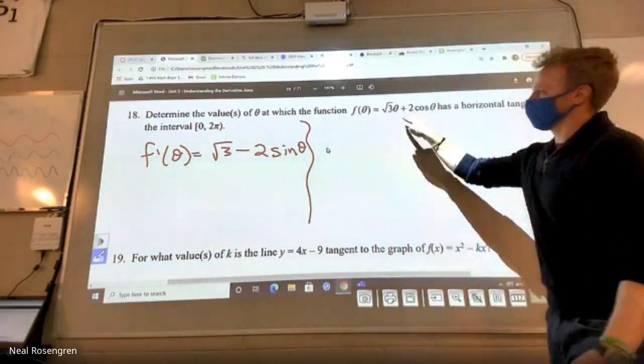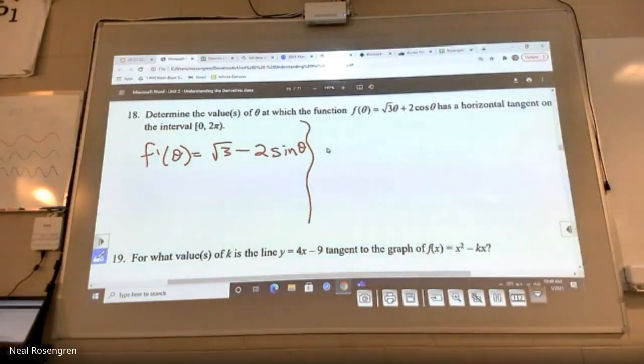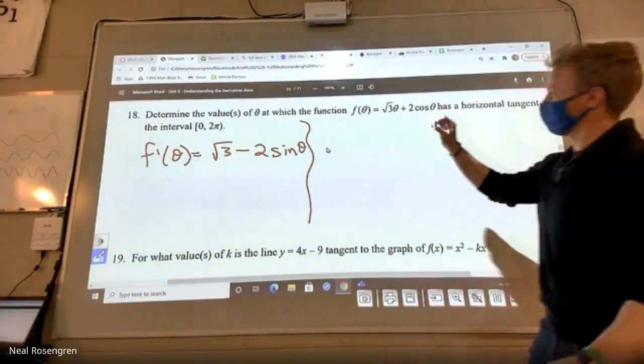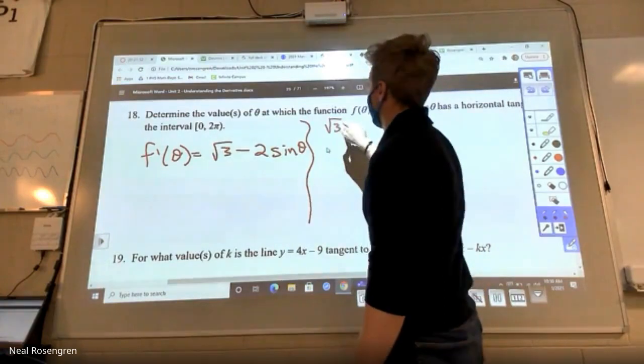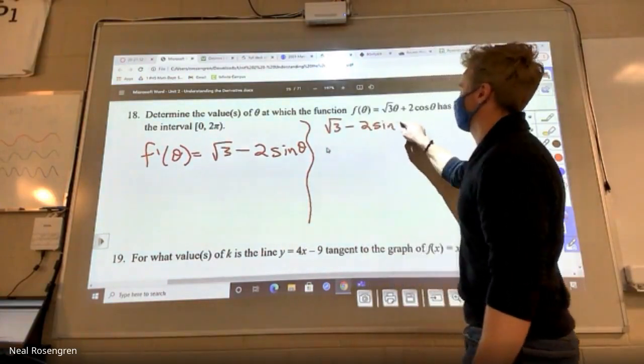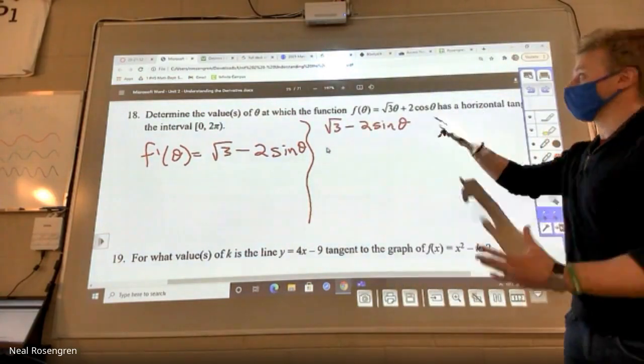Now you can see why I wanted to try this out. All right, we want horizontal tangents. So what should we set the derivative to? Let's do it. So, square root of 3 minus 2 sine theta. Put the parentheses around the theta if you want. It's totally up to you.